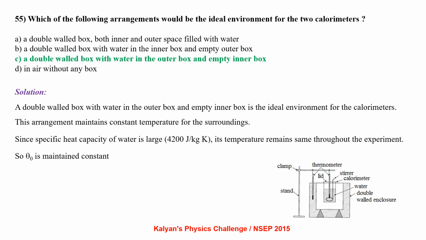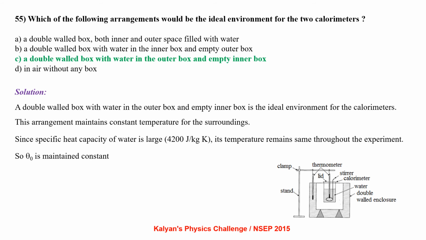Which of the following arrangements would be the ideal environment for two calorimeters? A double-walled box, both inner and outer space filled with water. A double-walled box with water in the inner box and empty outer box. A double-walled box with water in the outer box and empty inner box. In air without any box.